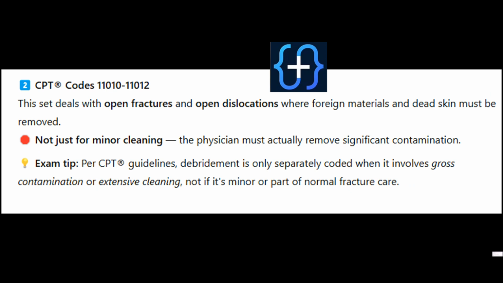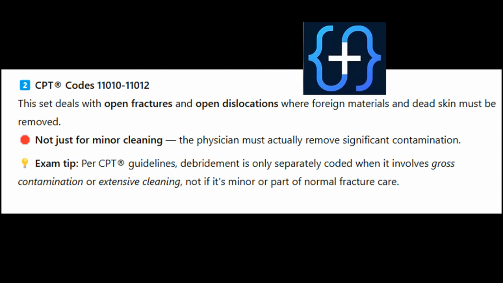Two, CPT codes 11,010 to 11,012. This set deals with open fractures and open dislocations where foreign materials and dead skin must be removed, not just for minor cleaning. The physician must actually remove significant contamination. Exam tip: per CPT guidelines, debridement is only separately coded when it involves gross contamination or extensive cleaning, not if it's minor or part of normal fracture care.